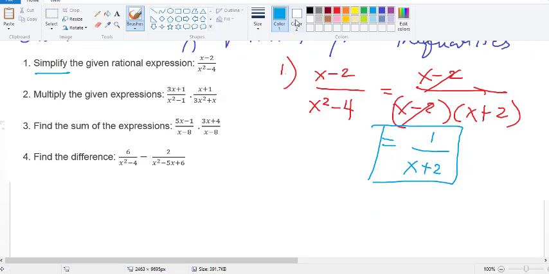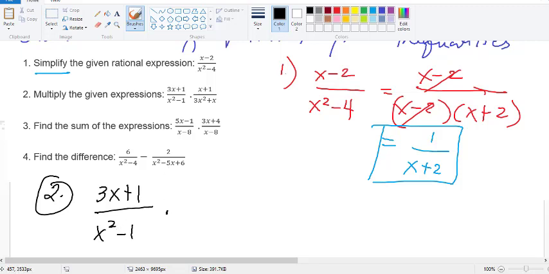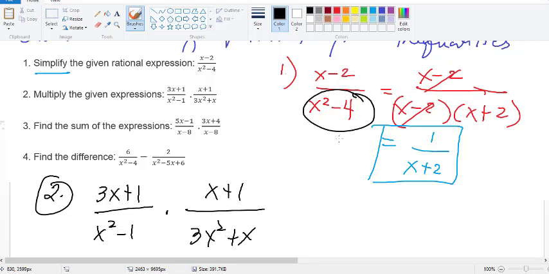How about number 2? Multiply the given expressions. Okay, 3x plus 1 over x squared minus 1 times... But let's see daw kung baka meron tayong ma-factor out. 3x squared plus x. Okay, ito, hindi na ma-factor out. This one is the same as this. It's a difference of perfect squares.